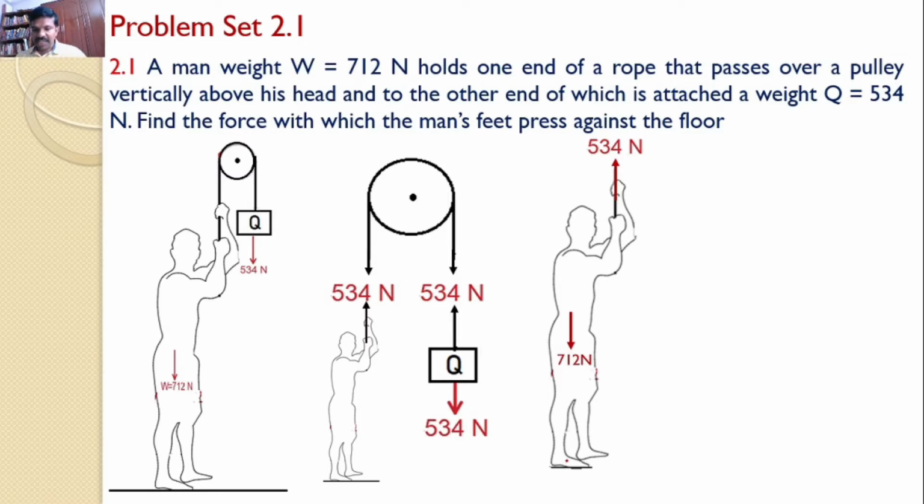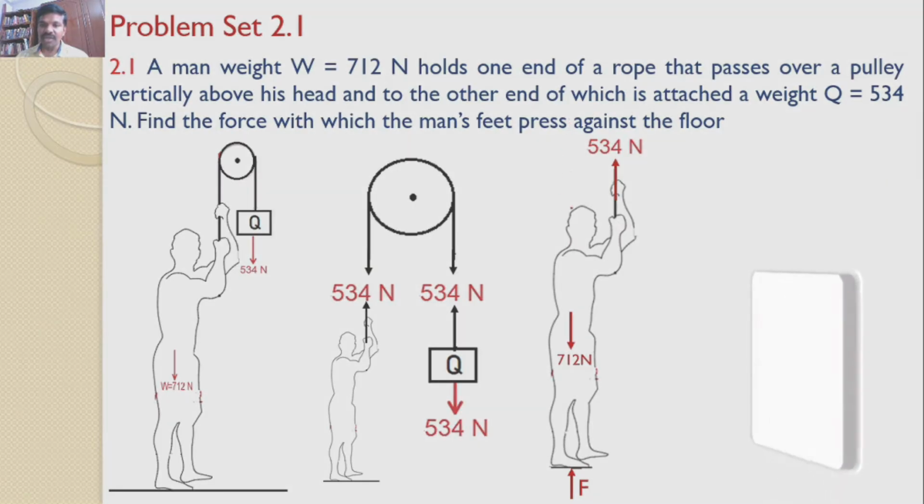And there is a force acting on the man's feet by the floor. Now if you consider the free body diagram of this man, there are three vertical forces. All these vertical forces are inline. That means this 534 newtons is also acting vertically above his head, as given. That means all these three forces are in the same line.